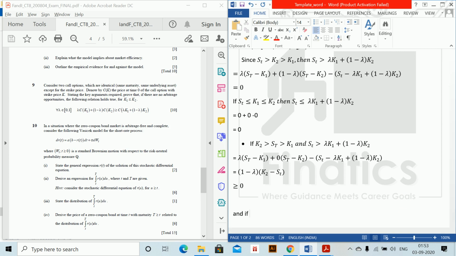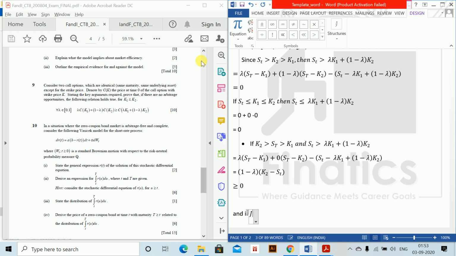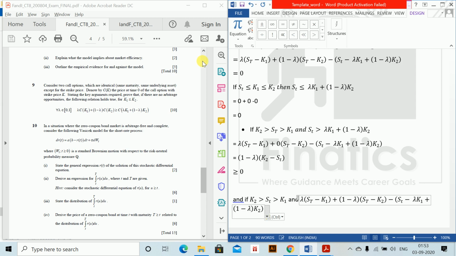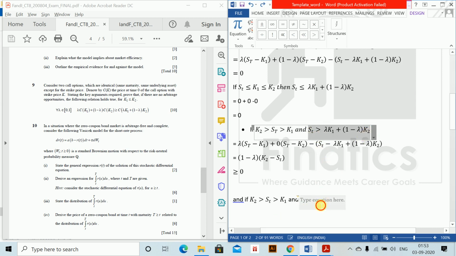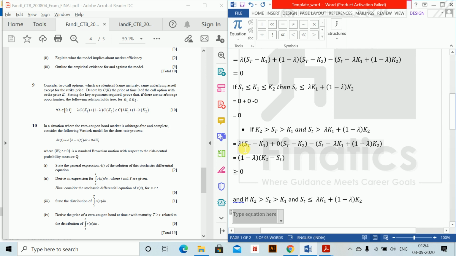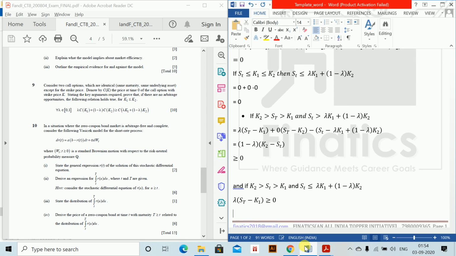And if K2 is greater than S_T, which is greater than K1, and S_T is less than or equal to lambda K1 plus (1 minus lambda) K2, then the payoff is lambda into (S_T minus K1), which is again greater than or equal to 0. Since we have our strategy with profits at time 0, therefore the case is that it is proved. Okay.